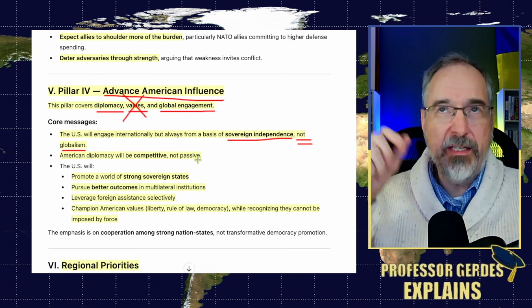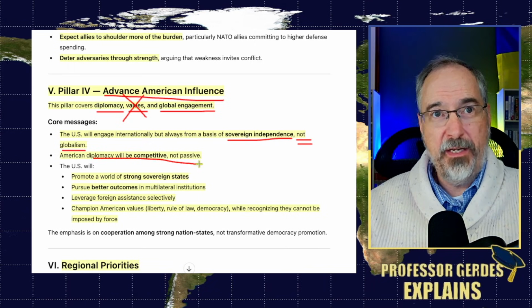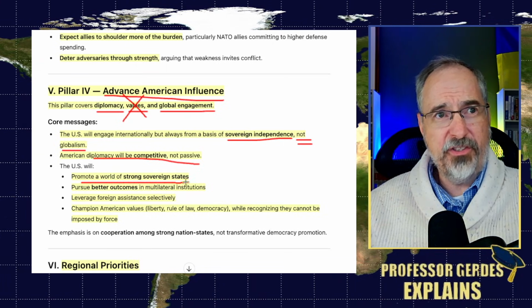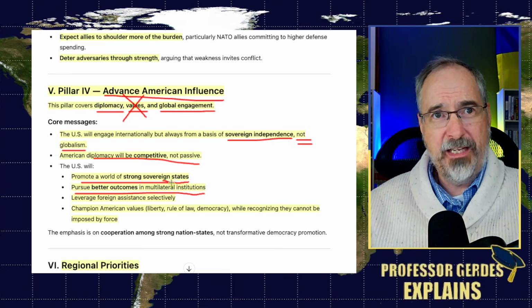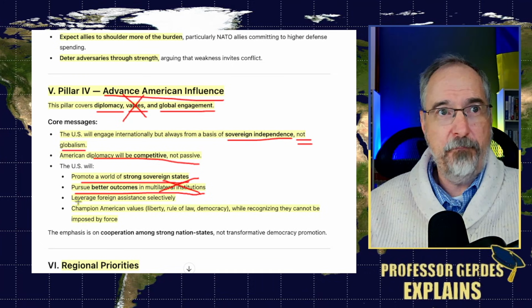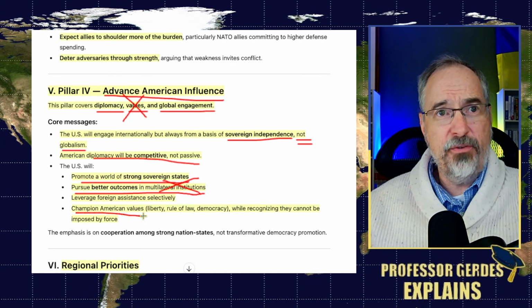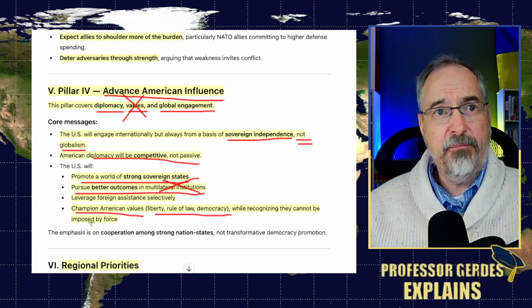Again, we're in the 2017 document right now, and they're talking about how diplomacy will be competitive, not passive. We'll promote a world of strong sovereign states. We'll pursue better outcomes in multilateral institutions. Multilateral institutions? No, we don't want to play with those anymore in the 2025 document. Leverage foreign assistance selectively. Champion American values, liberty, rule of law, democracy, while recognizing they cannot be imposed by force.